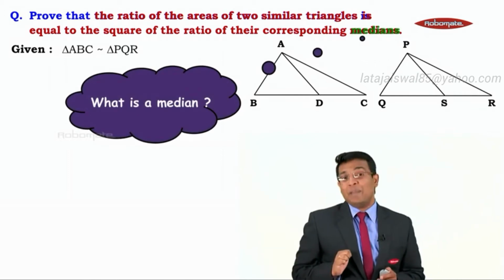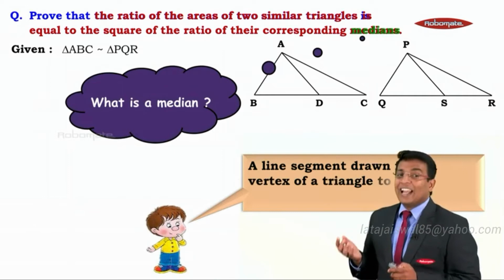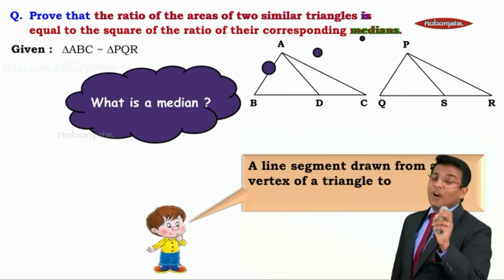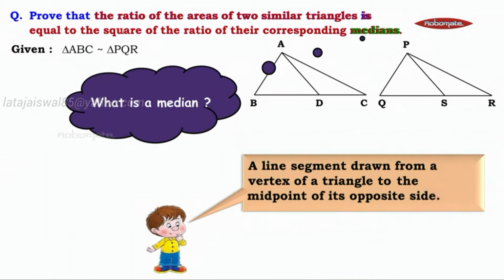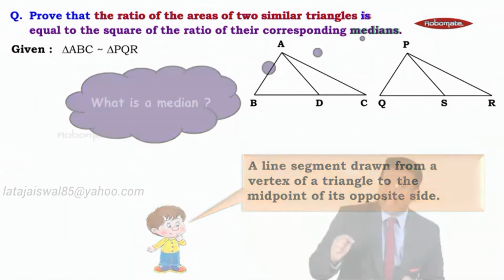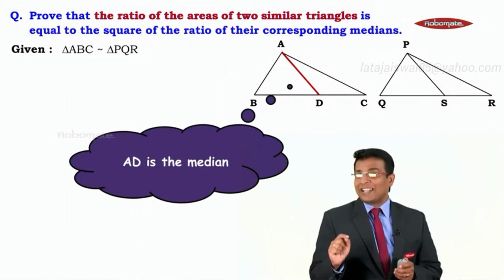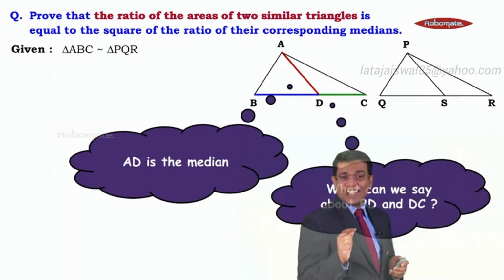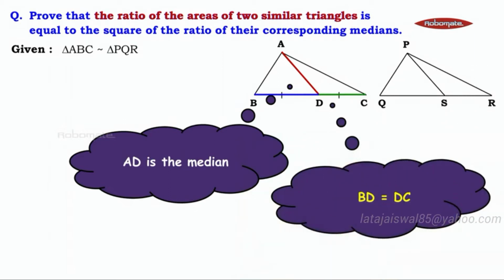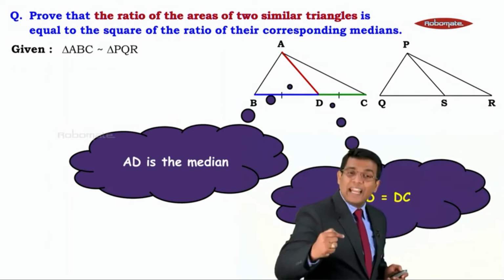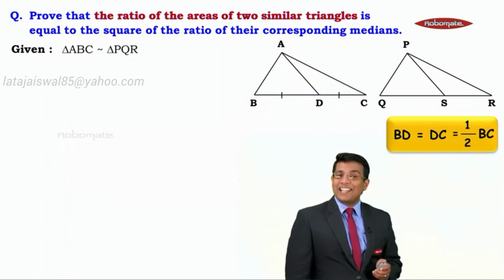Now when we say median, what do we mean by median? We know that a median is nothing but a line segment drawn from a vertex of a triangle to the midpoint of its opposite side. So when I say AD is a median, what do I mean by that? I mean to say that BD is equal to DC, right? We know that they are equal. That means I can say that BD is equal to DC is equal to half of BC.